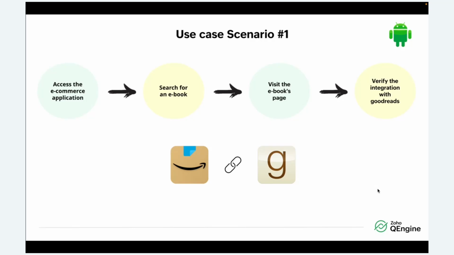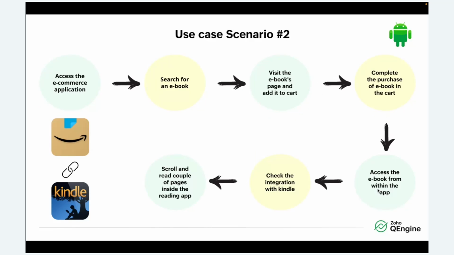Generally, when you are accessing a book inside Amazon, it will show you the rating for the book from Amazon's website. Now, in addition to that, there will be another rating from Goodreads. We'll be verifying that it is visible. If it is visible, it is an indication that the integration between Amazon and Goodreads has worked just fine. So that will be our first use case scenario.